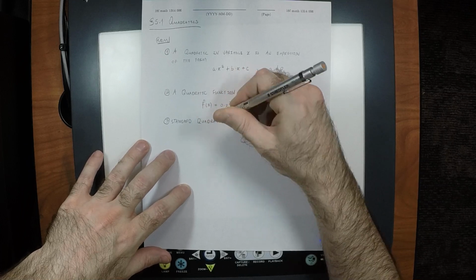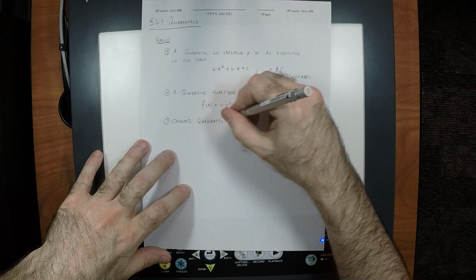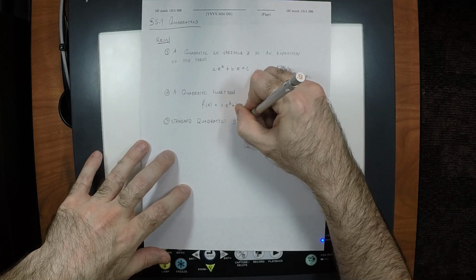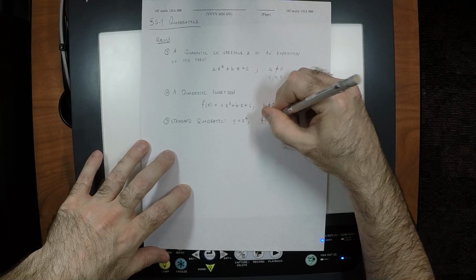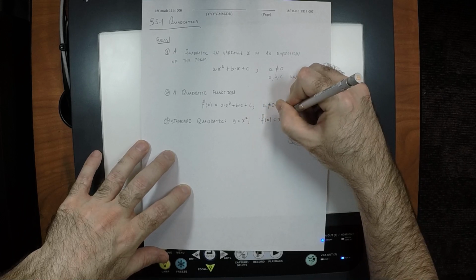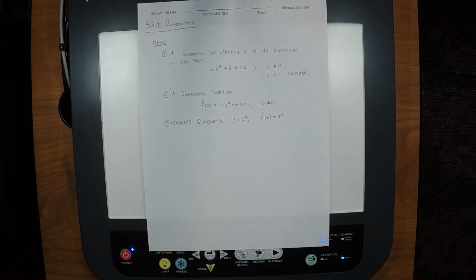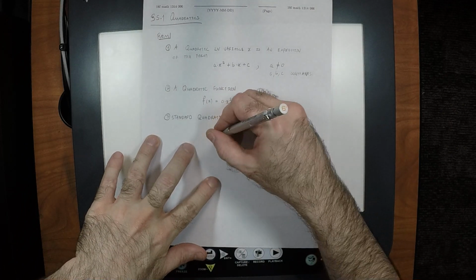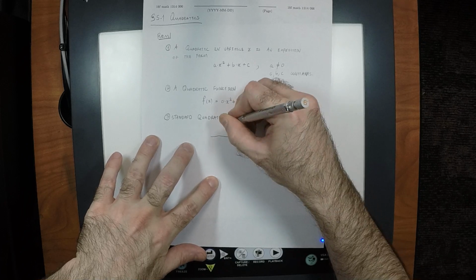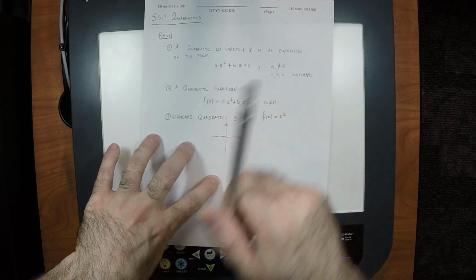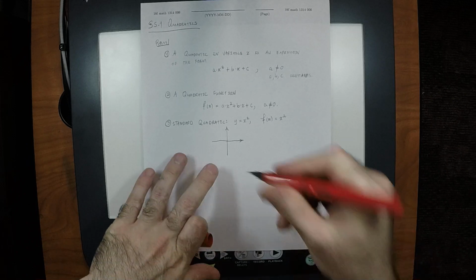In a sense, the simplest one is this one, y is x squared. Or if you like, f of x is x squared. That means a, b, and c are 1, 0, and 0 respectively. So a is 1, b is 0, and c is 0. This again is something that you're just expected to memorize. So as a plot, the plot is the standard parabola.